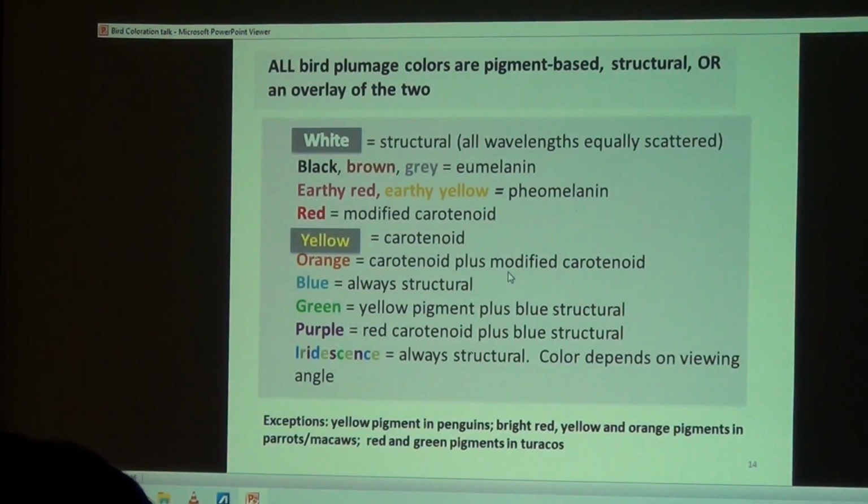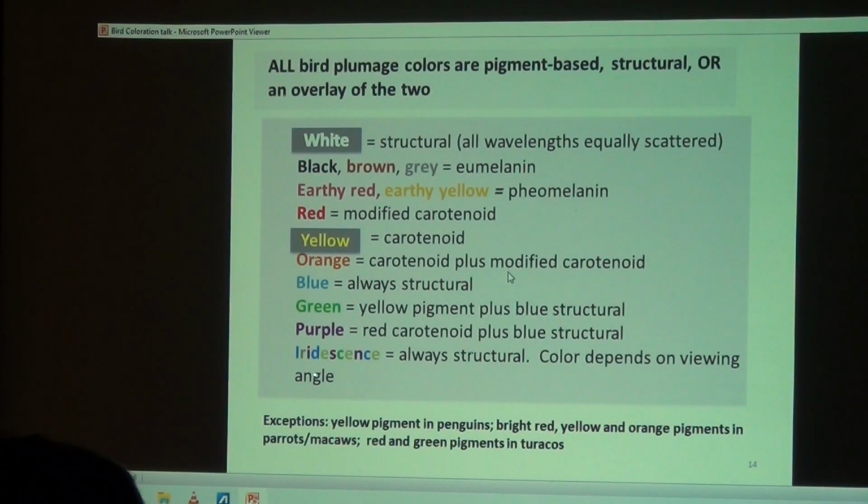So this is to summarize what these different colors are, whether they're structural or pigment. White is always structural, but there are no melanosomes involved there. Only keratin-based structural color. We just talked about eumelanin and pheomelanin. Red also we talked about, modified carotenoid, yellow carotenoid. Orange is a combination of these two. Blue is always structural. Green is a combination of yellow pigment and blue structural.